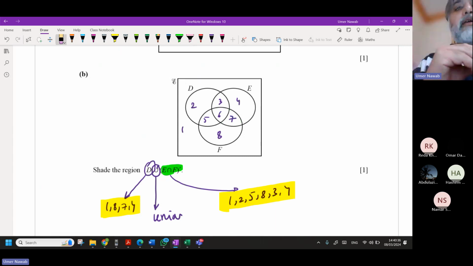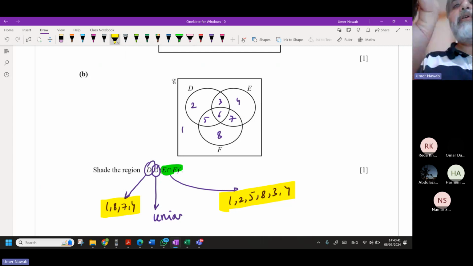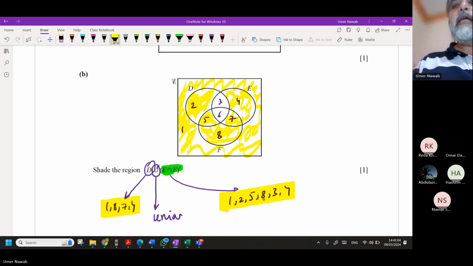Let me erase that. Mr. Omar, you need to shade your 1, 8, 7, 4. First of all, I need to shade 1. So 1 is shaded. After that, 8. Then I shade 7. Then I shade 4. 1 is done. 2, I need to shade. 5, I need to shade. 8 I shaded. 3, I need to shade. 4 is already shaded. So guys, can you imagine, Mr. Omar has shaded everything.